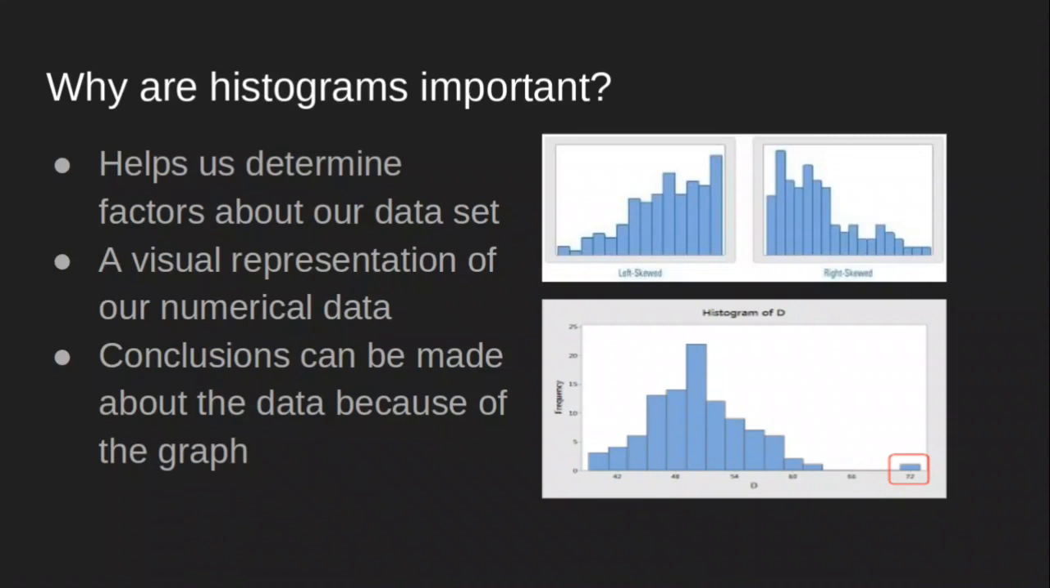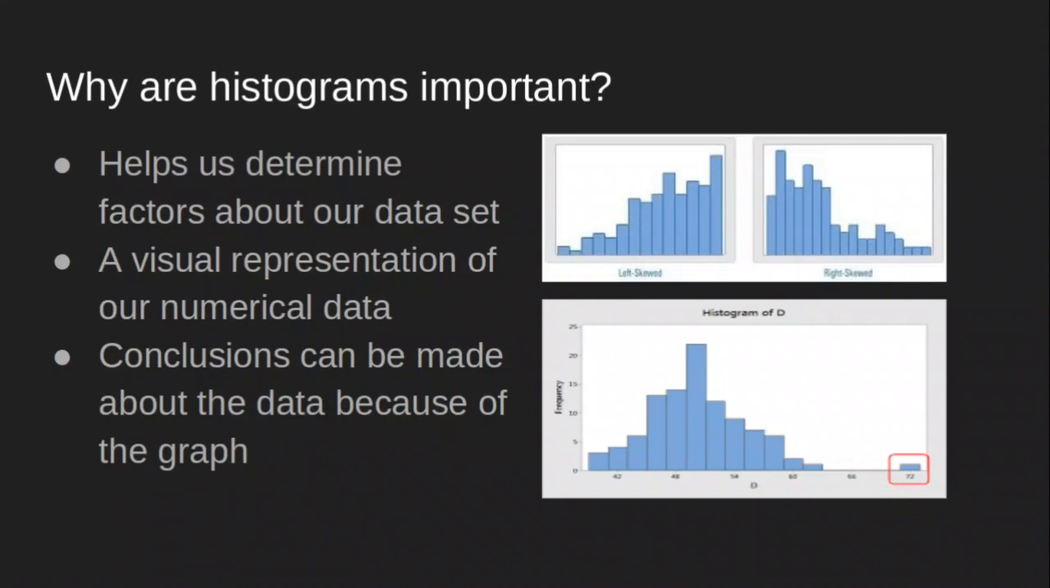It's also a visual representation of our numerical data. So instead of just looking at numbers all day, we're looking at a graph so we can see those trends and patterns happening from our data set. Maybe it's from an experiment, so we could revise our experiment if our data set and our histogram doesn't look the way we wanted it to. So some conclusions can be made about the data because of the graph.